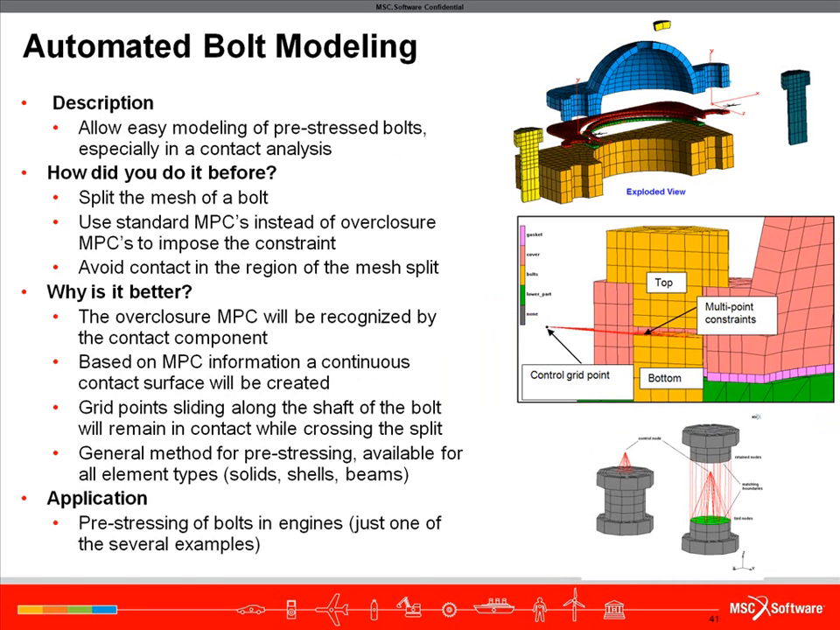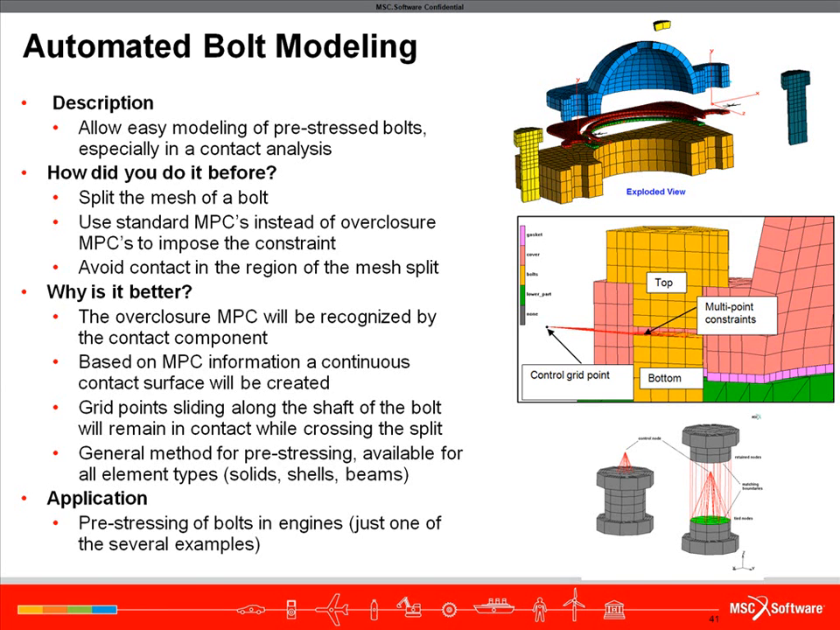Automated bolt modeling is an enhancement in the areas of assembly modeling. We automatically calculate the preload. Previously there were utilities that could do this, but the process was a little bit cumbersome. Also, the utilities did not understand that you could have contact across the interface.